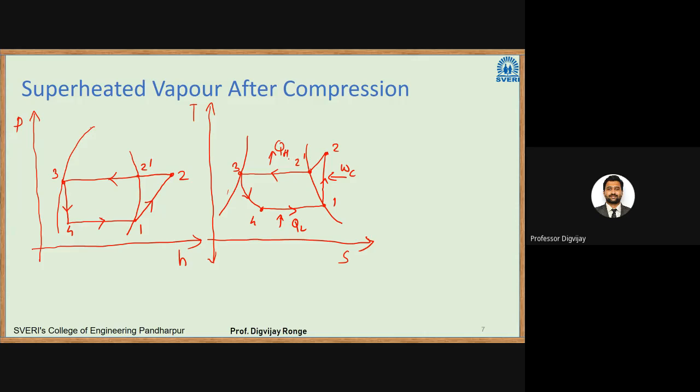So what is superheating? Superheating is the sensible heating of refrigerant vapor at constant pressure in the evaporator to a temperature more than the saturation temperature corresponding to the evaporator pressure. Okay, superheat occurs in the evaporator to protect the compressor. So I think this diagram is correct. Yes, it is correct.